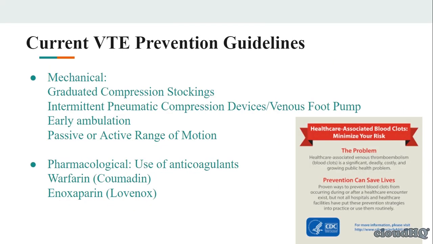Hospitals' current VTE prevention guidelines include mechanical and/or pharmacological interventions. The use of graduated compression stockings and intermittent pneumatic compression devices, along with venous pumps, are highly encouraged. Early ambulation and passive and active range of motion exercises could prevent stasis of the blood, which then results in the prevention of VTEs.